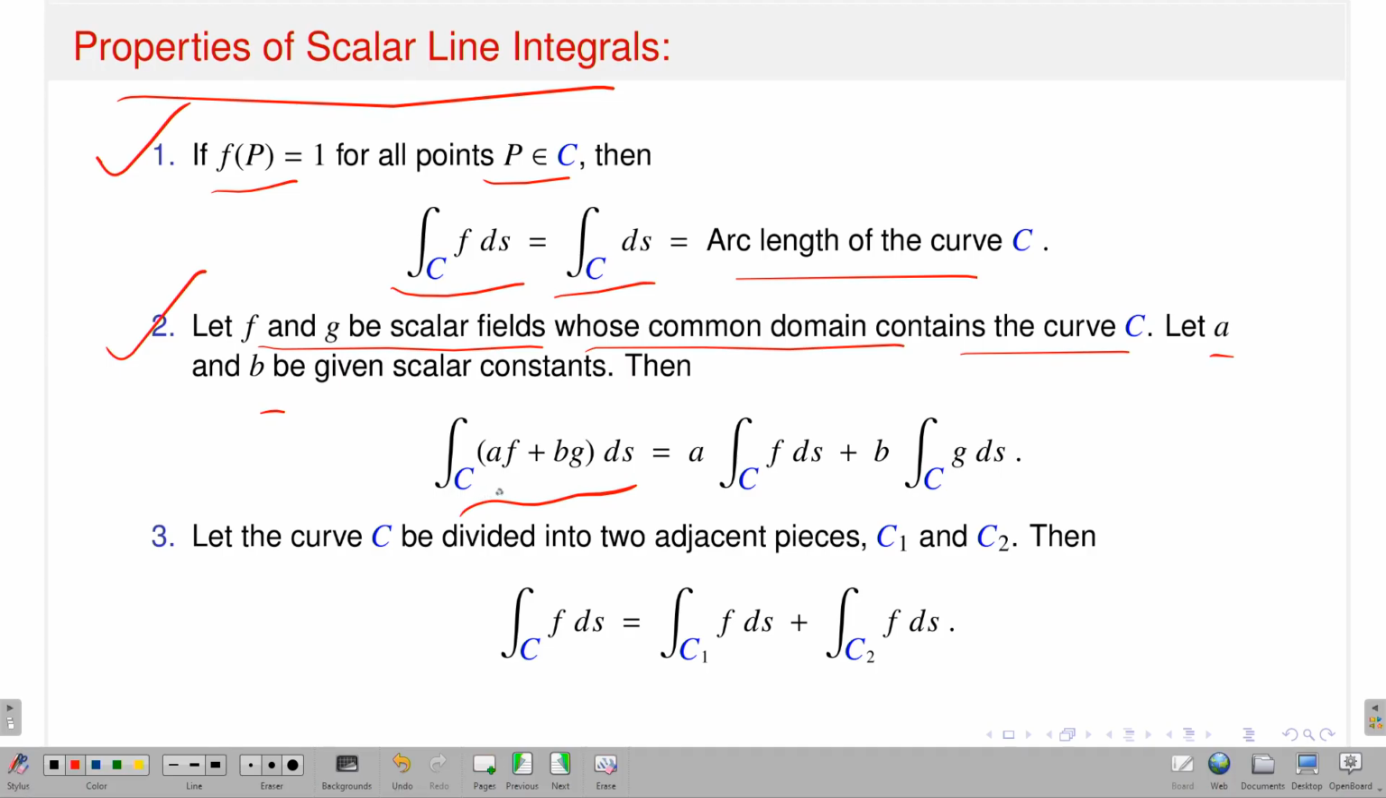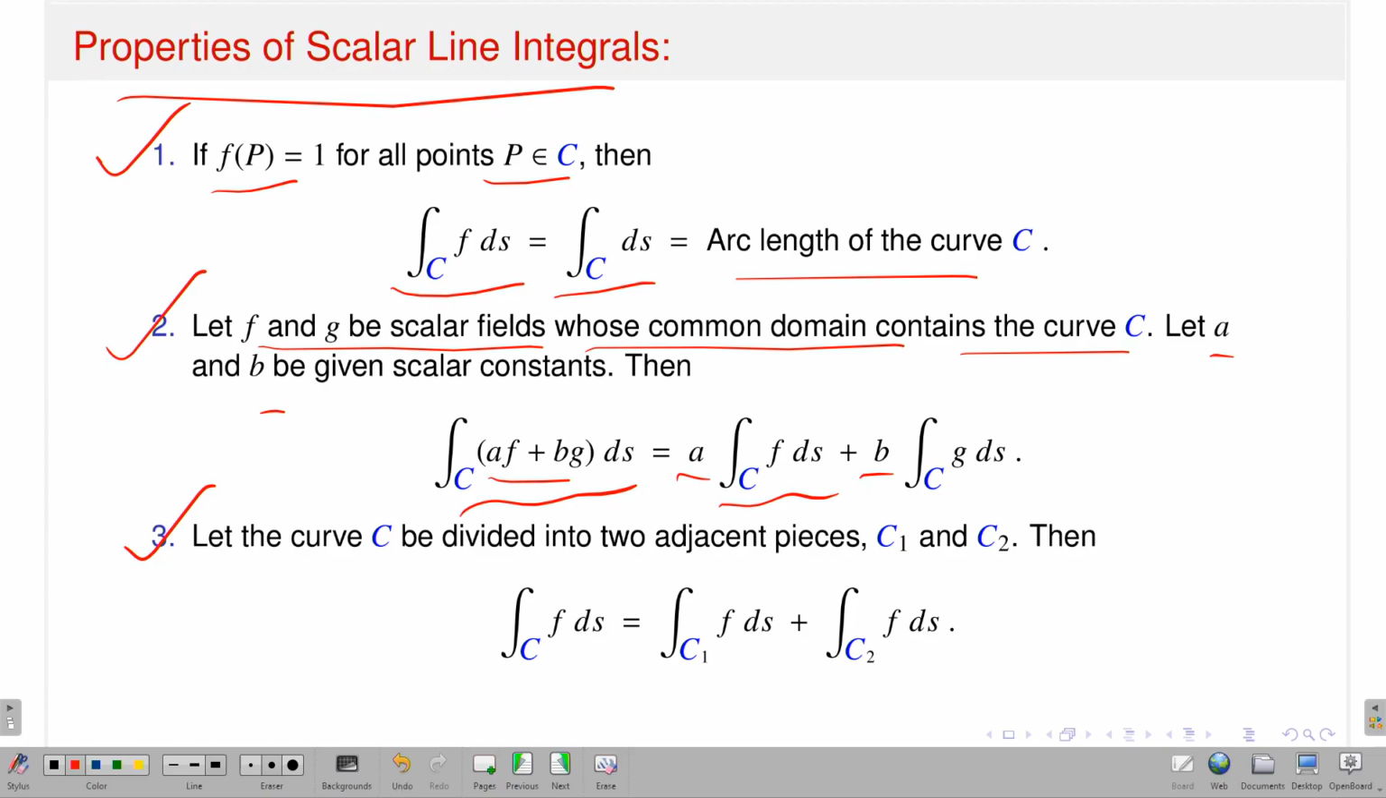The scalar line integral of af plus bg over C actually behaves linearly. So a will come outside, b will come outside, as these are constants, and it will distribute: a times the scalar line integral of f over C plus b times the scalar line integral of g over C. So it behaves like linearity, which, as you know, is also true in the case of Riemann integration.